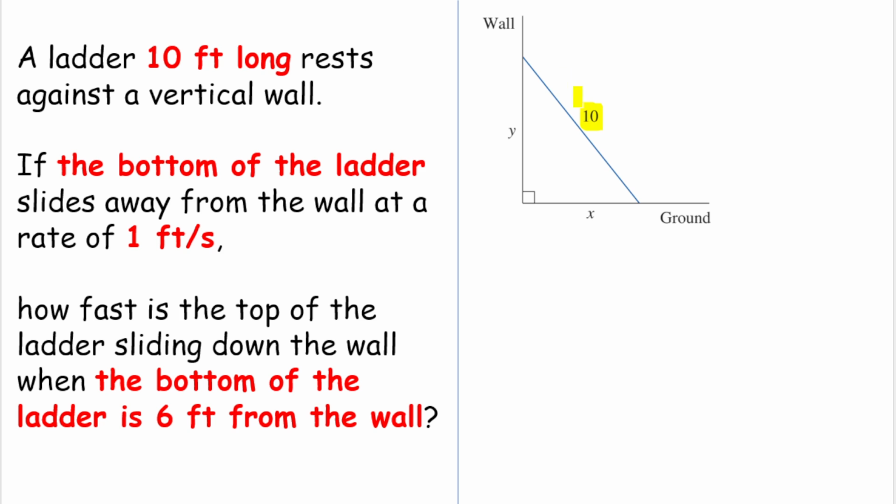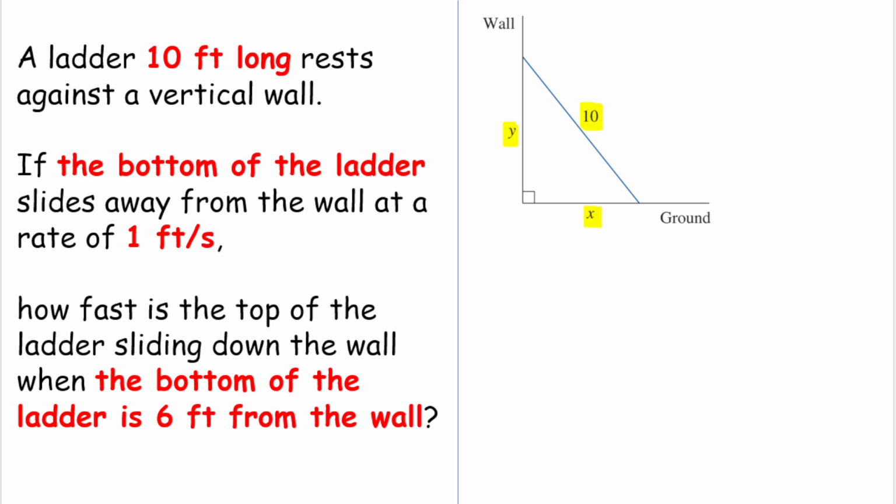So I model this as this line here with 10 as its length, right? And then the distance from the wall to the bottom of the ladder is x, and then the distance from the ground to the top of the ladder is y. So I model it like this, and then let's read this.